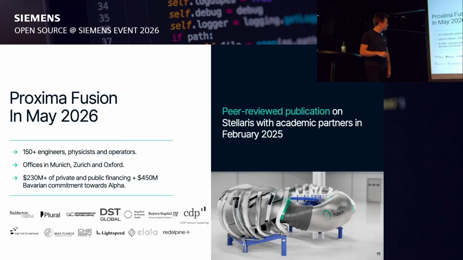In May 2026, we stand at 150 engineers, physicists, and operators at Proxima Fusion. We have offices in Munich, in Zurich, actually in Villigen at the Paul Scherrer Institute there, and in Oxford. So this is where the JET tokamak was operated until 2023. We have raised roughly $230 million of private and public financing, plus we have a 450 million commitment from the Bavarian government and RWE towards financing Alpha as a facility in Bavaria. There's a couple of logos from our investors and a render of Stellaris.